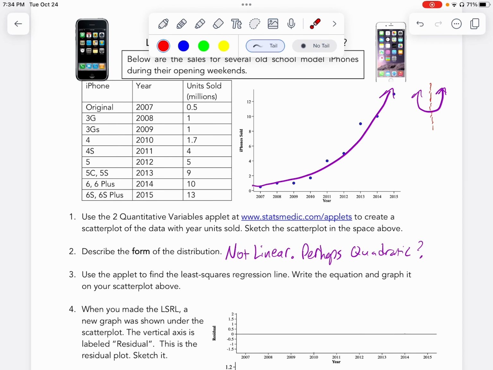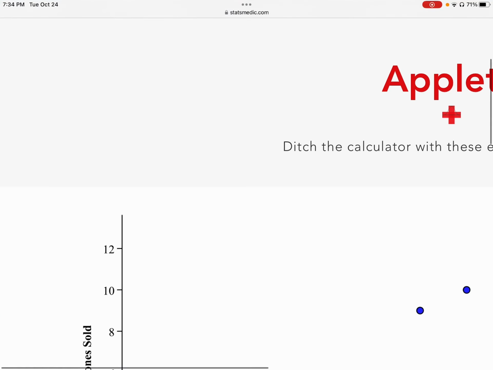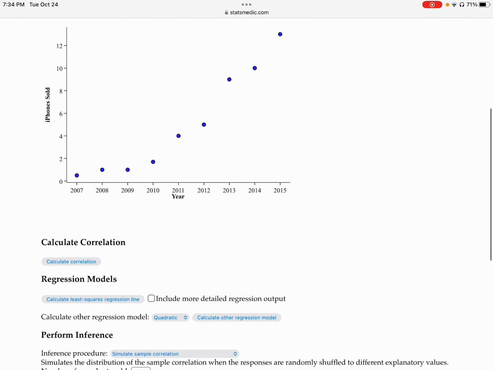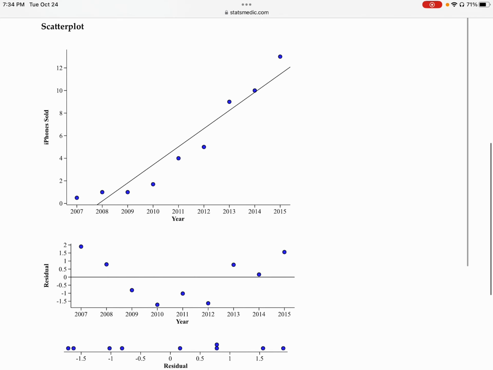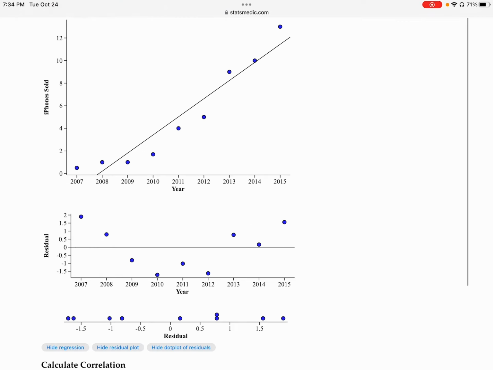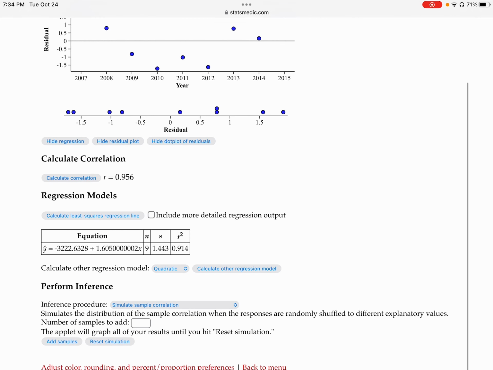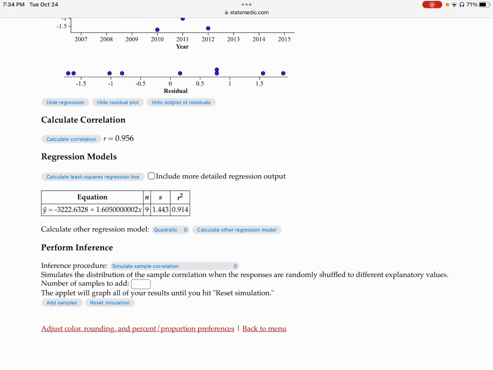Number 3, use the applet to find the least squares regression line and write the equation, and to graph it on the scatter plot. Easy enough. So, zoom back out, just got to hit the buttons. So there we go. There's the line. And notice it doesn't really hardly catch any dot cleanly. So it's not a very good fit. Down here's the equation. I'm going to transfer it over to my notes.